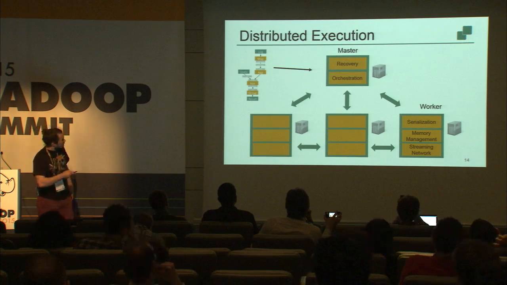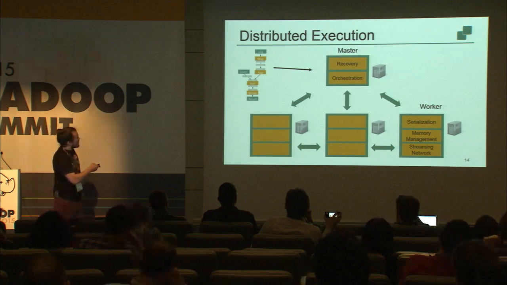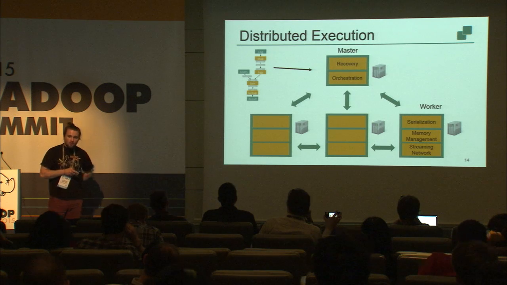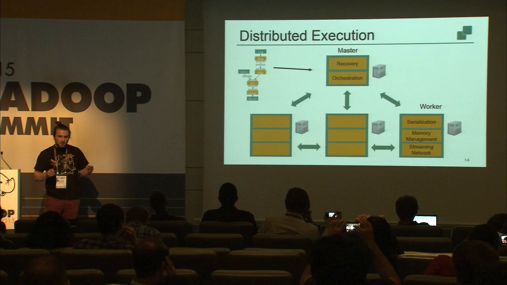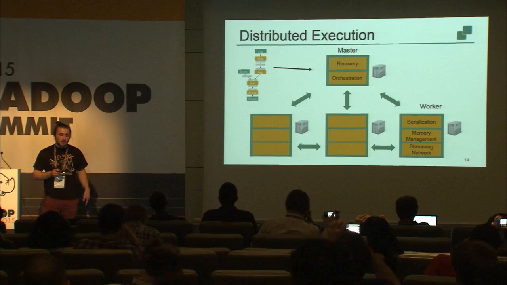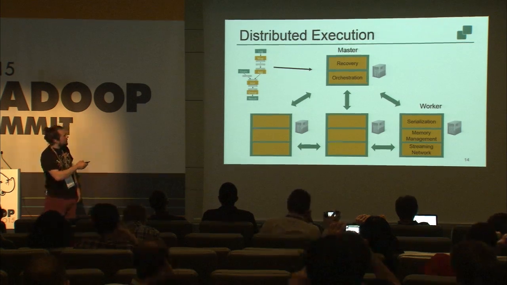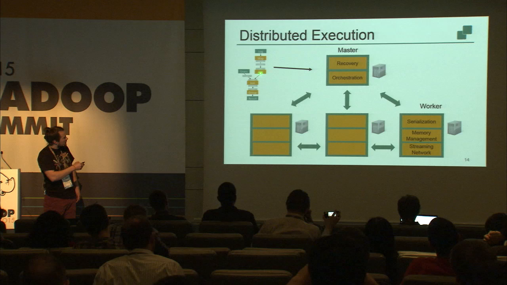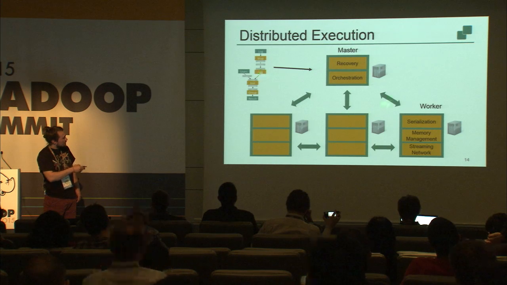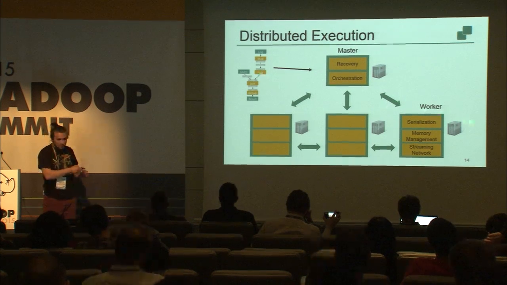And then what happens with this optimized plan? This is handed over to the master node. This is responsible for orchestrating the execution of these data flow plans, and also for recovery. The master node manages these workers and submits these single operations to workers to orchestrate the whole execution.